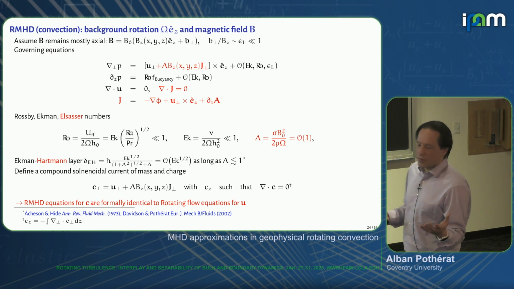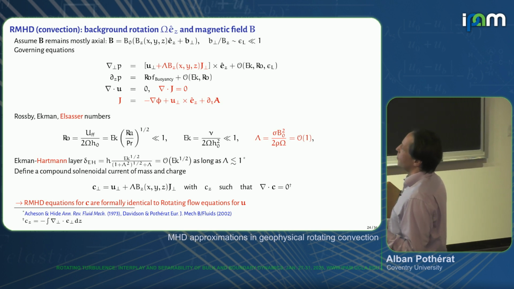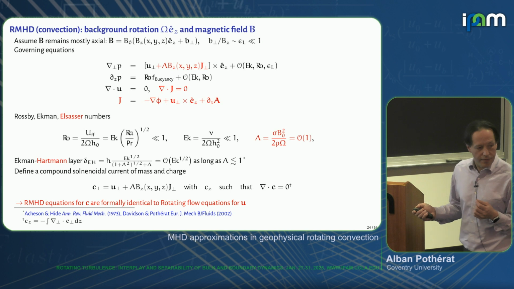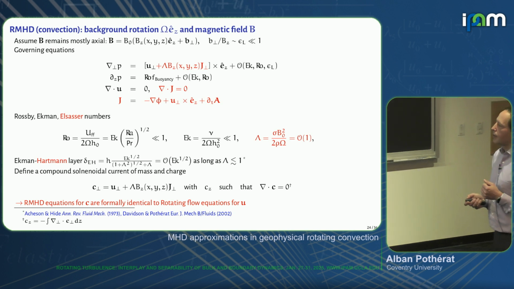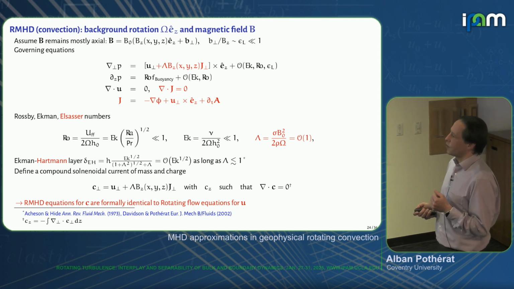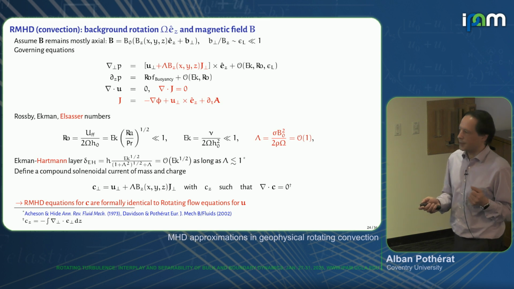And I assume the flow is driven by buoyancy, but that buoyancy is not sufficiently strong to compare with those two forces. That's a common assumption for geophysical flow. And if you express that in terms of the convective Rossby number that was introduced this morning, it has to be small.